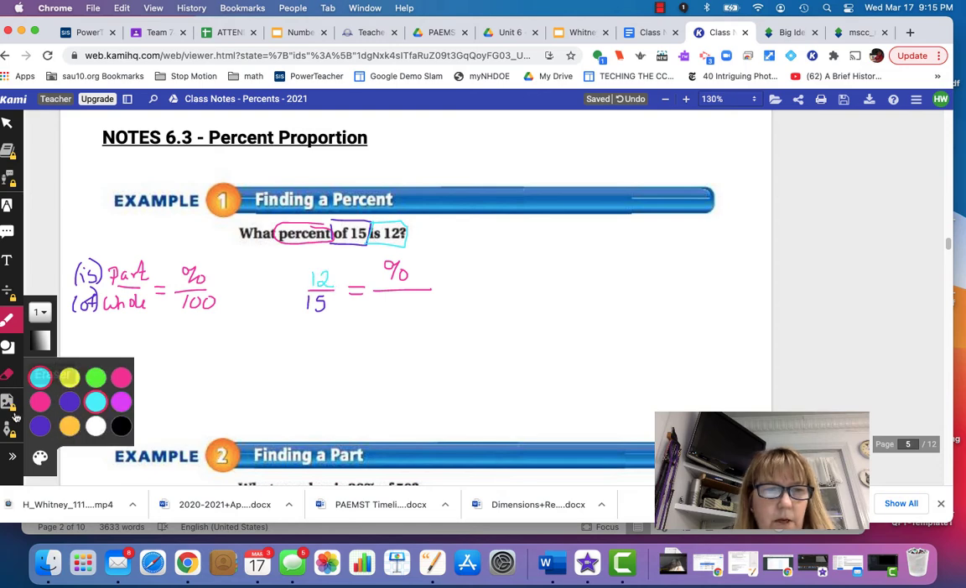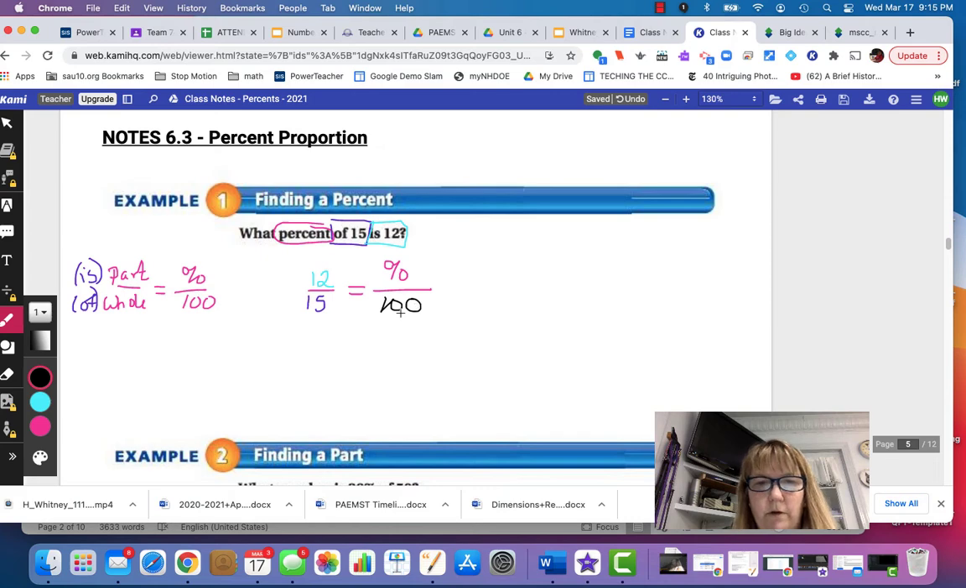And remember, the percent is always over 100. So the right side will always look like some percent over 100. And I'm going to use a variable here. We will use a p, and now we're going to cross multiply to figure out what our percent is. So 15 times p is 15p. 12 times 100 is 1,200.